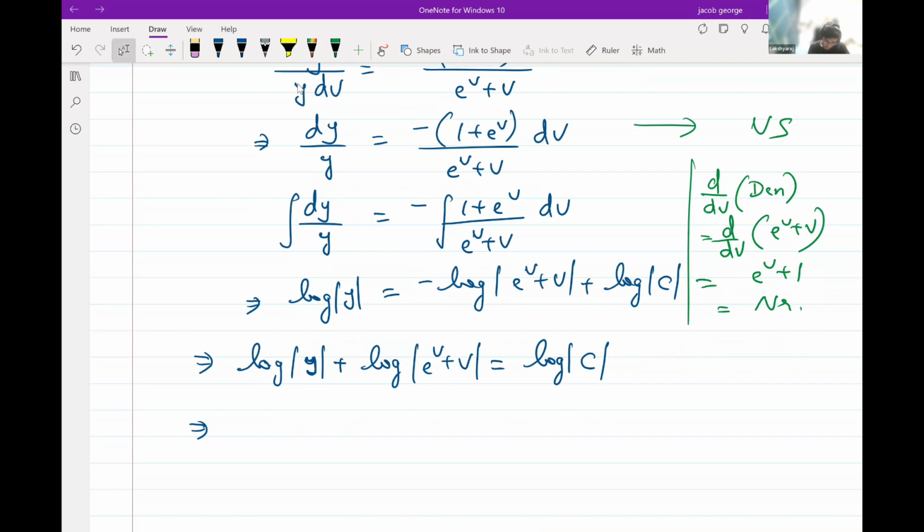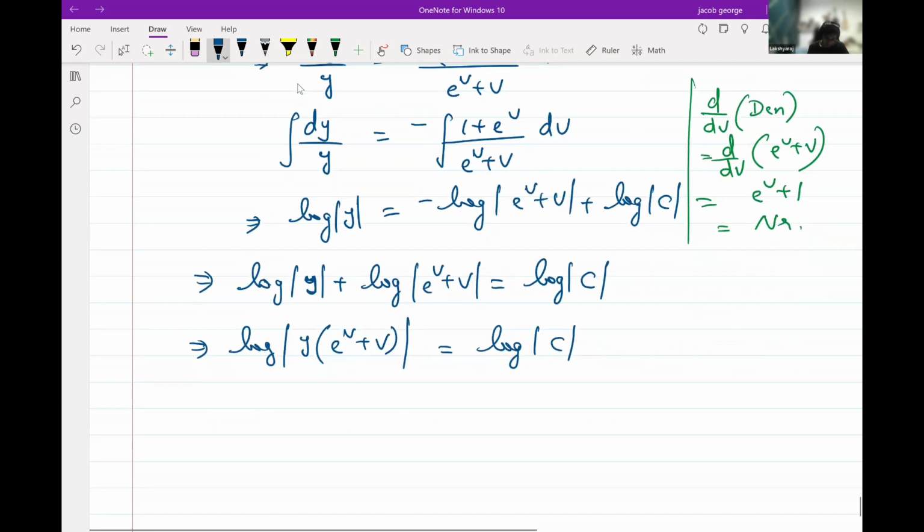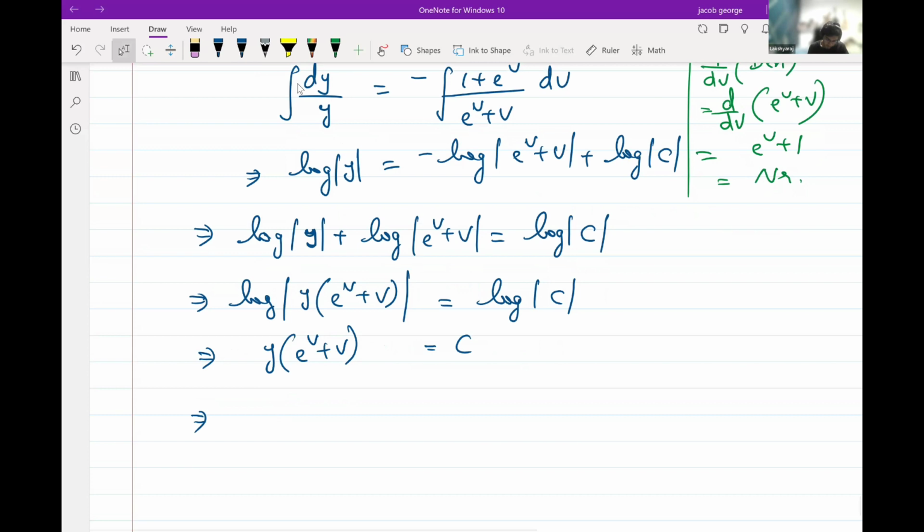Now this is log a plus log b form. Log a plus log b is log of a into b. That is log mod y into e raised to v plus v is equal to log mod c, or we can write y into e raised to v plus v is equal to c. Substitute for v. What is v for this question? V is x by y. So the final step is y into e raised to x by y plus x by y is equal to c. This is the general solution.